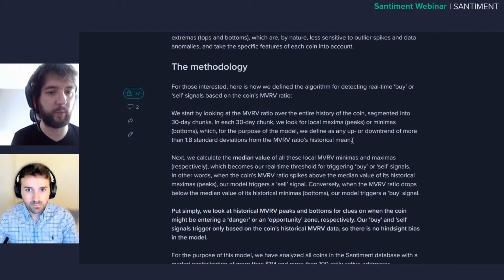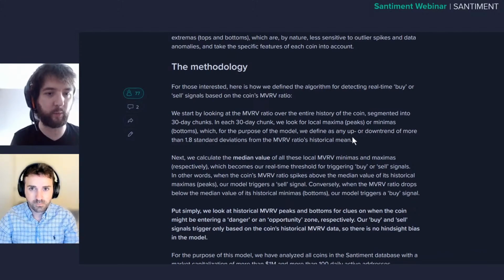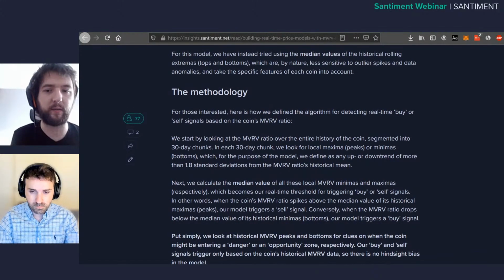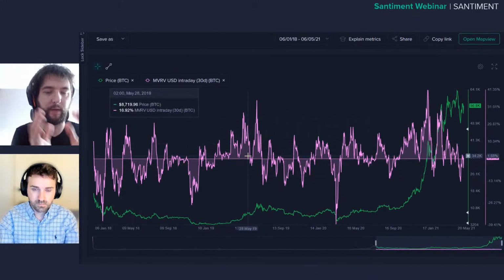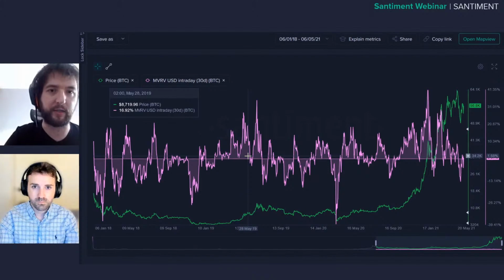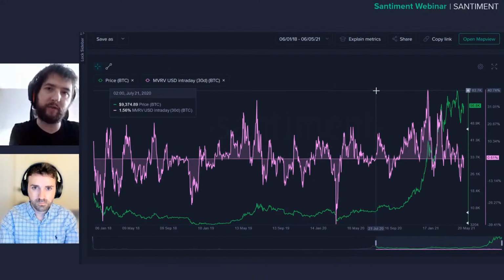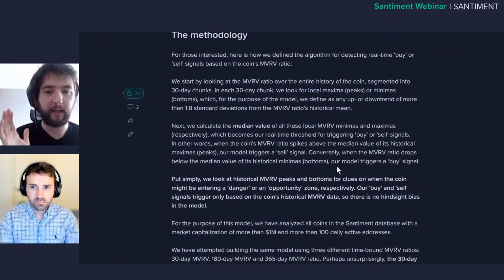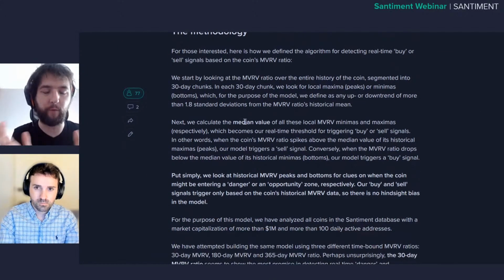For the purpose of this model, we defined local peaks or bottoms as any uptrend or downtrend which is higher or lower than 1.8 standard deviations from the historical mean. Essentially, in each 30-day local neighborhood, we were looking at massive outliers in each direction. Once we collected all of these outliers, both up and down, we calculated the median value of all these local MVRV tops and bottoms.